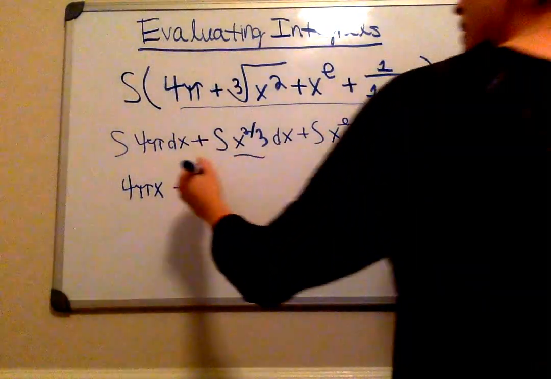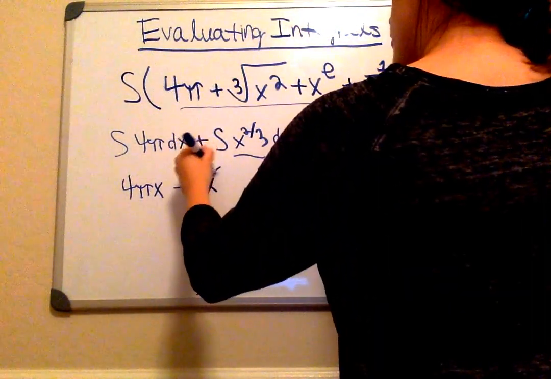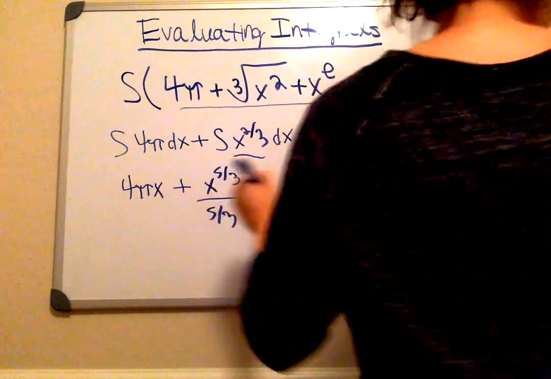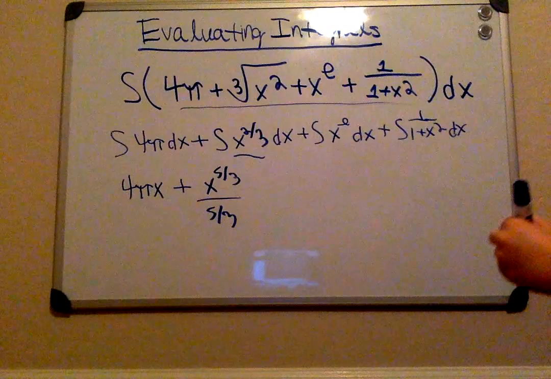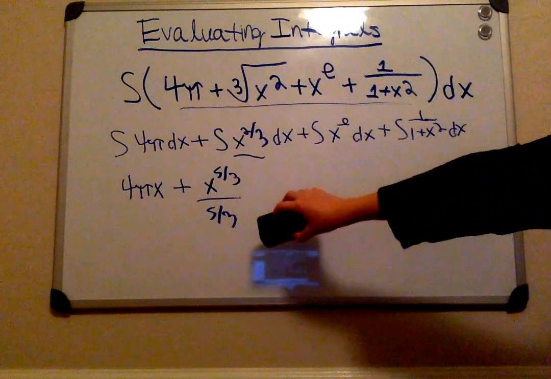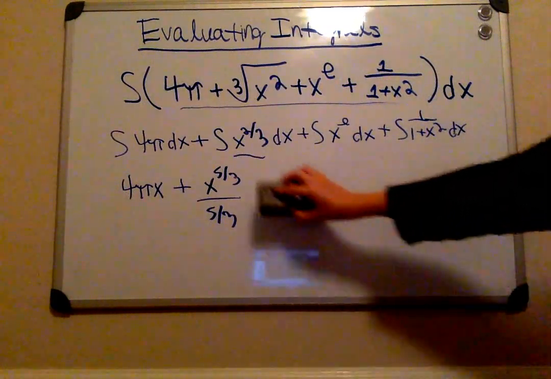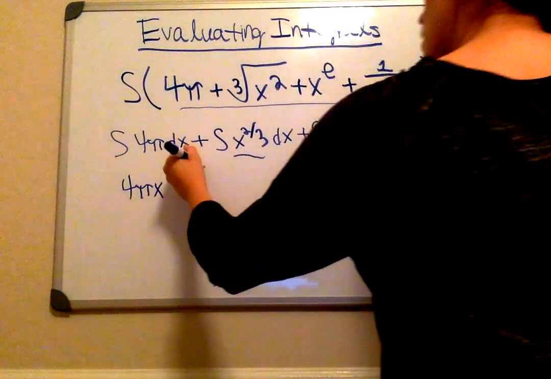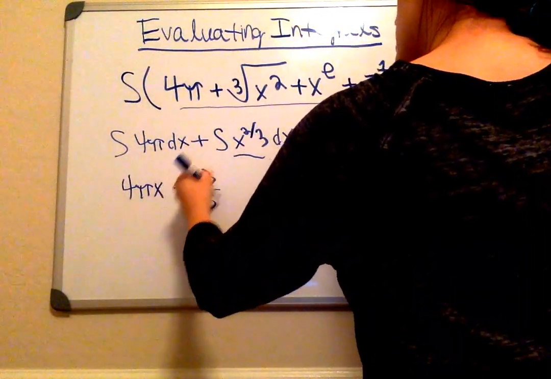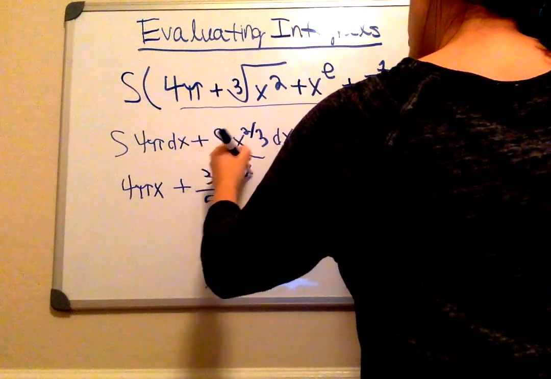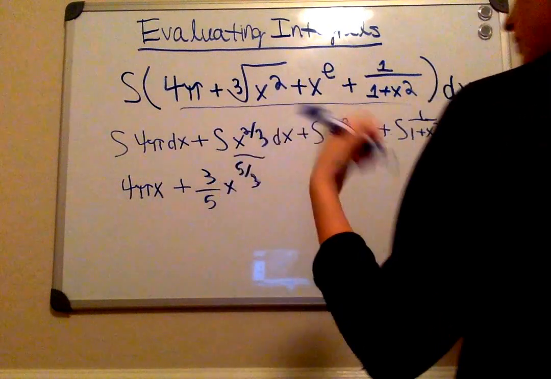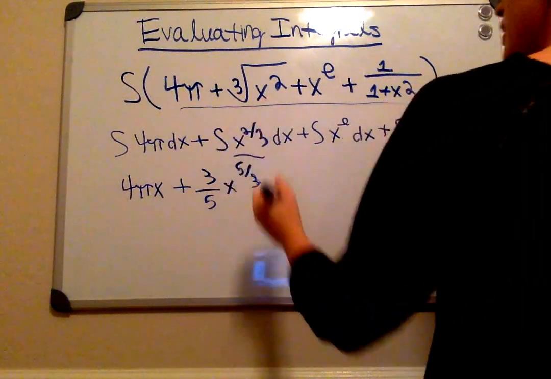So here's what we're doing. So I get x to the 5/3 over 5/3, but then you see what we can do? We can multiply it by the reciprocal 3/5 to make this a neater problem. So plus 3/5 x to the 5/3. Alright, we got that.